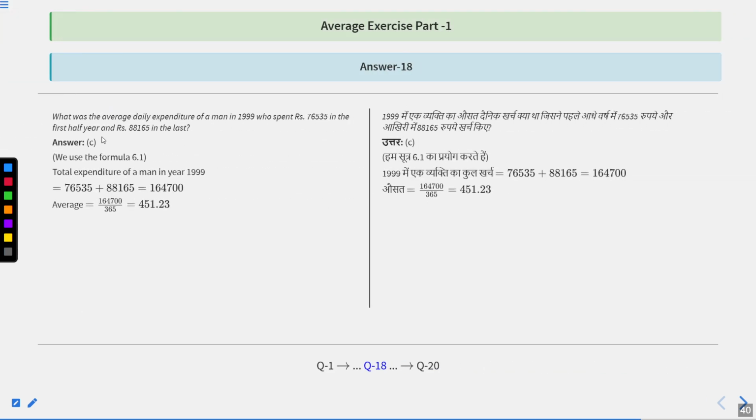Now the question says total expenditure by a man is 76,535 plus 88,165. When we add up, we get 1,64,700 rupees. Clear? Because these are the daily expenditure, we divide the total expenditure by the number of days in a year, which is 365. So we get the answer, which is 451.23 rupees. Clear? So the daily expenditure is 451.23 rupees. C is the correct answer. Next.